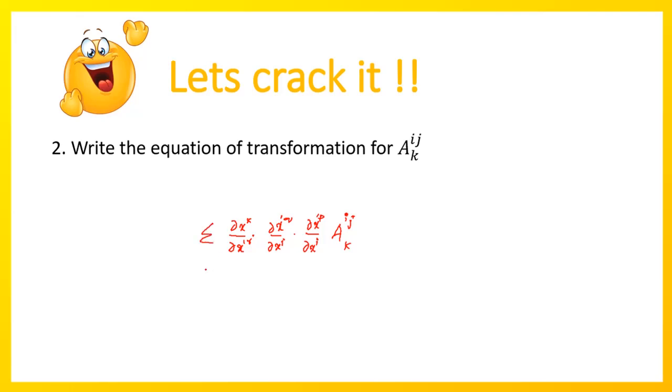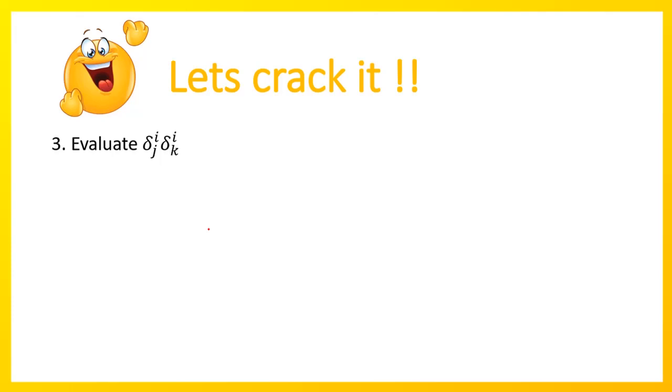We have sigma. If you are not using the Einstein summation convention, then sigma ijk will be equal to A dashed of pqr. This is the transformation equation of the tensor Aijk. You can also write it in the reverse way. That is, Aijk is equal to the reciprocal of this transformation equation into A dash of pqr, according to your taste. Now let us evaluate the delta function.